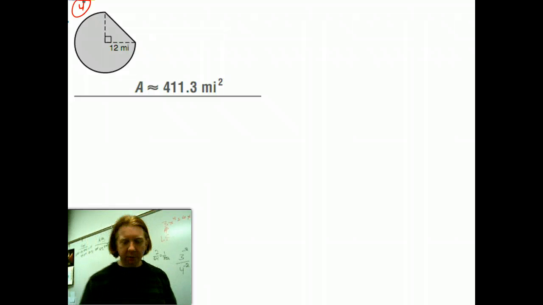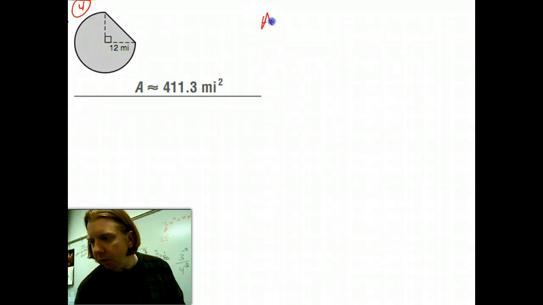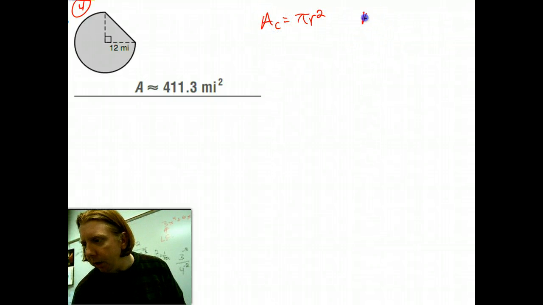I have a triangle and I have a circle. So I know I'm going to be using those formulas. Area of a circle, pi r squared. And I'm dealing with a triangle. So 1/2 base times height.